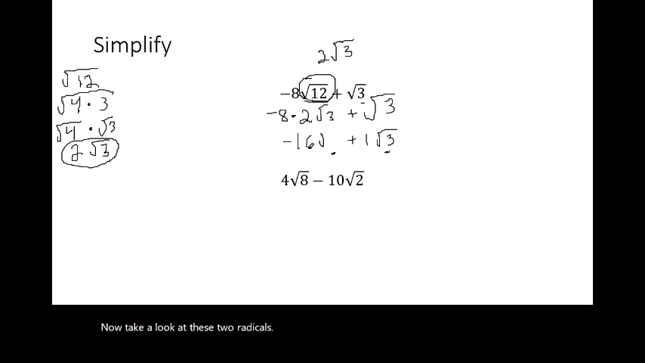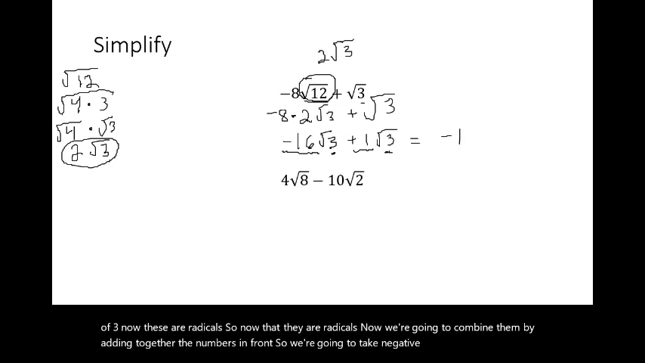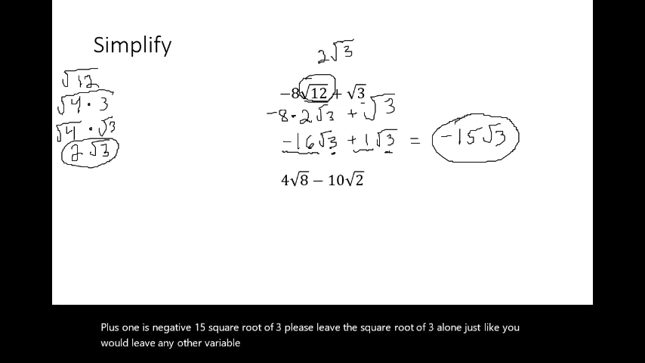Notice how they have the exact same thing underneath them, square root of 3 and square root of 3. Now these are like radicals, so now that they are like radicals, we're going to combine them by adding together the numbers in front. So we're going to take negative 16 plus 1 is negative 15 square root of 3. Please leave the square root of 3 alone, just like you would leave any other variable alone when you combine like terms.